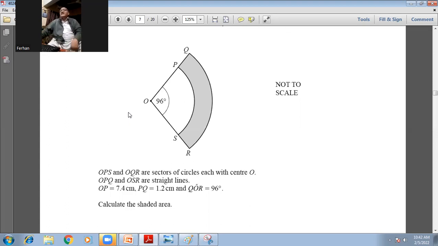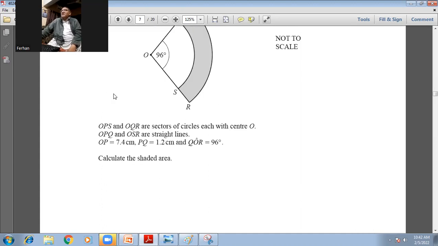You see, very easy question. The O to P is 7.4. That is the radius for this smaller sector. And the PQ is 1.2. So the radius for the big sector will be OQ, and that will be 7.4 plus 1.2, which is 8.6. And the angle at the center is 96. So find the area of the big sector, find the area of the small sector, and from the area of the big sector subtract the area of the small sector, and you will get the shaded area. So let's go.